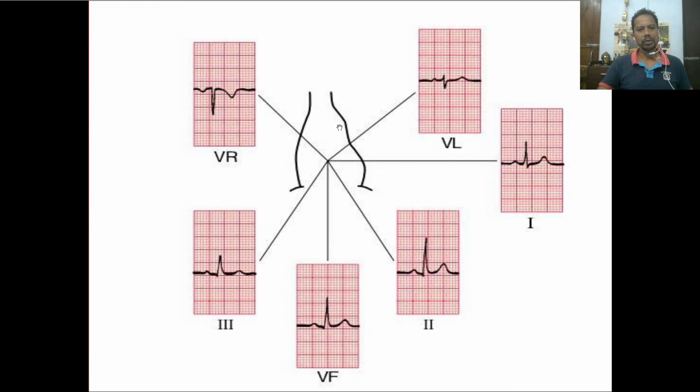Okay, so let us say this is the diagram circle. SA node is out here, it is firing. So when it is firing, the impulse is always going towards the left ventricle. In other words, it is going away from AVR. AVR is at minus 150 degrees. So that will cause a negative P wave, negative QRS wave, and a negative T wave.